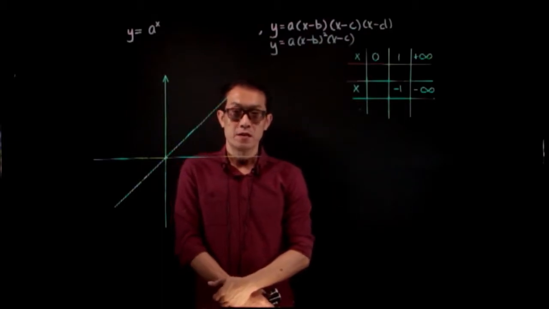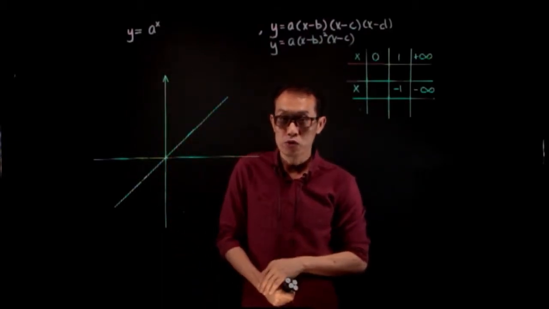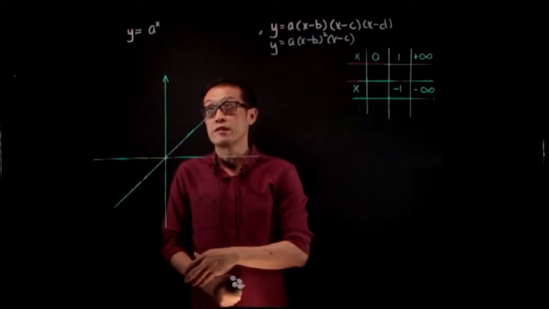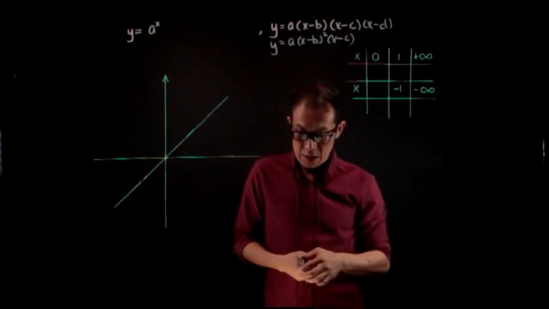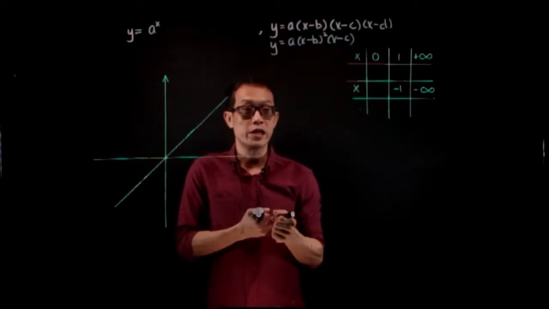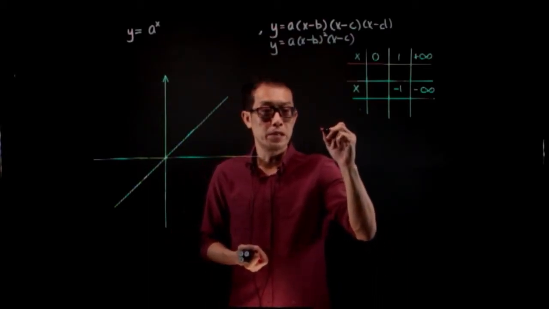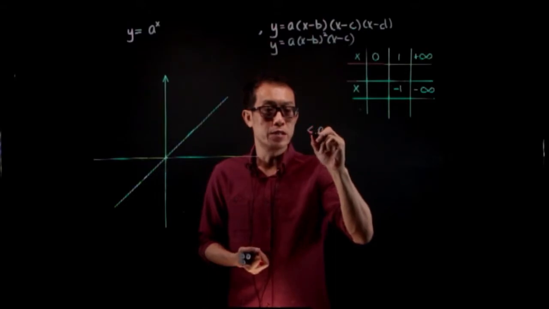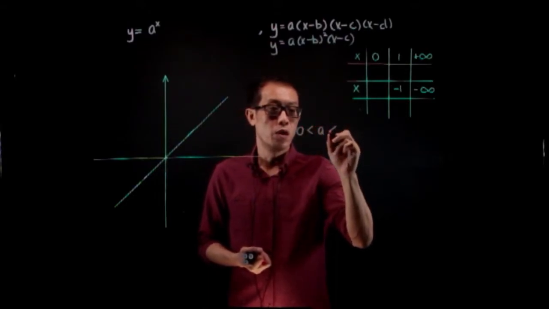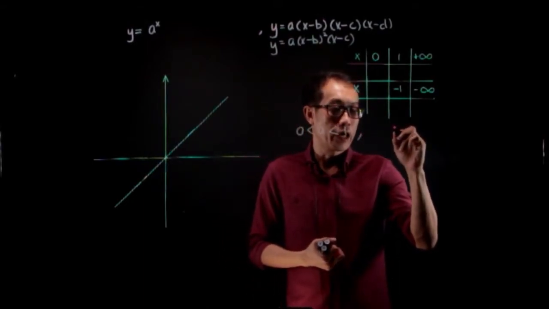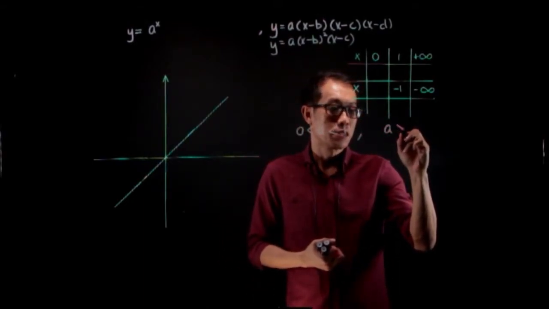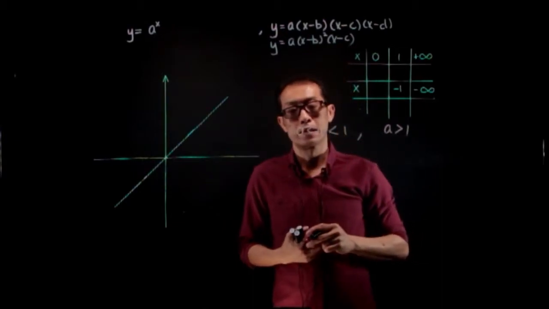Hi, today we will look into how to sketch the exponential graph, that is y equals a to the power of x. Now there are a few scenarios over here. What happens if a is between 0 and 1? Or a is greater than 1?